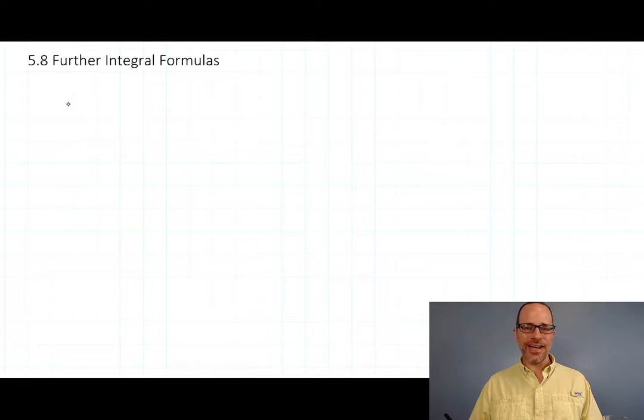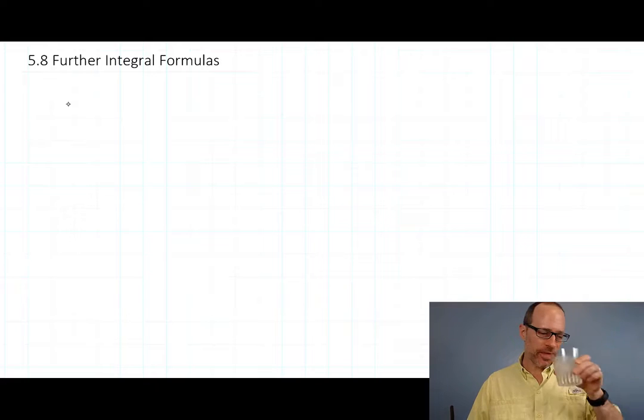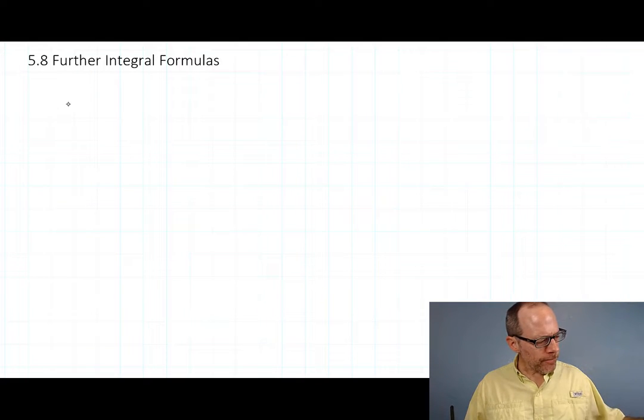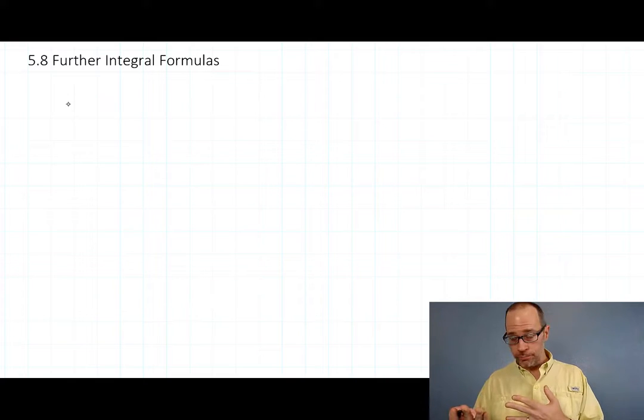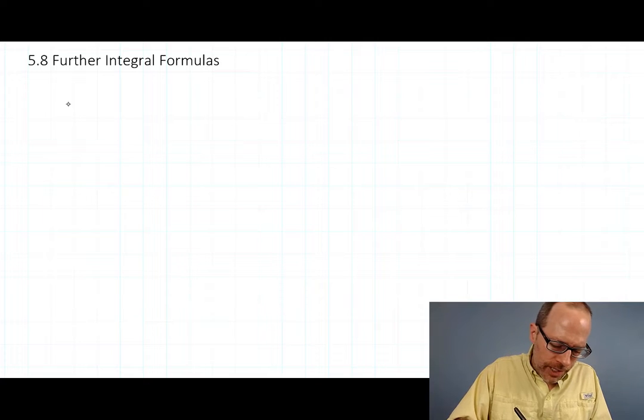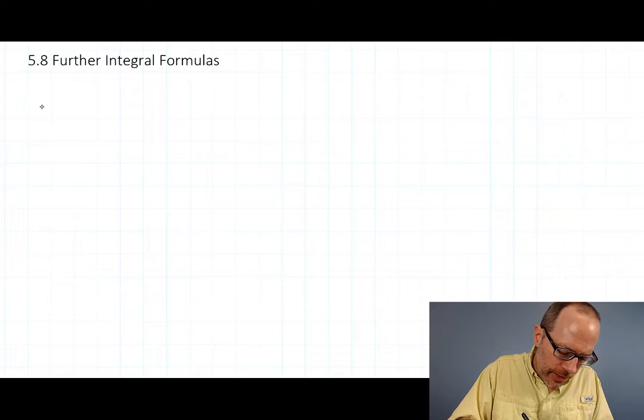All right, welcome back. Today we're going to do further integral formulas. Now remember, every derivative rule is an integral rule by the fundamental theorem. And there are a couple we haven't used yet. So for instance, we had these rules for the inverse trig functions.